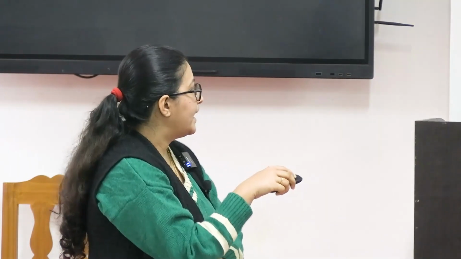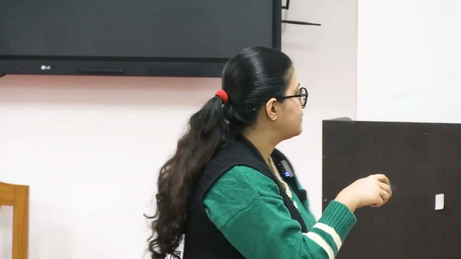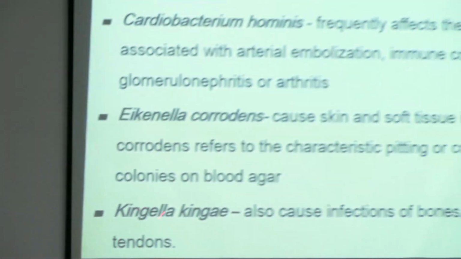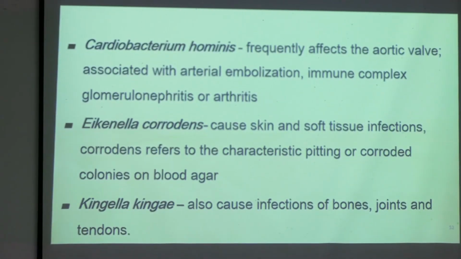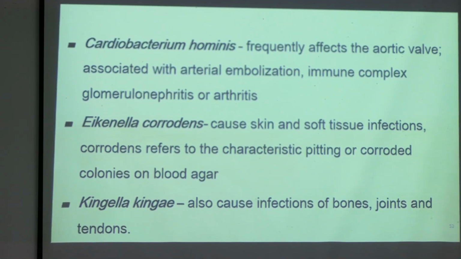Then again Aphrophilus and Paraphrophilus are commensals of the mouth. Cardiobacterium mainly affects the aortic valve. And Eikenella corrodens, corrodens meaning it has some corroding or pitting type of growth in the culture, so that's why the name corrodens. Kingella kingae can also cause some bone and joint infection along with endocarditis.